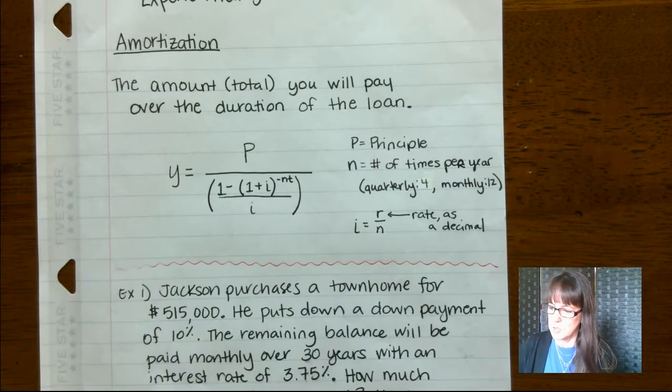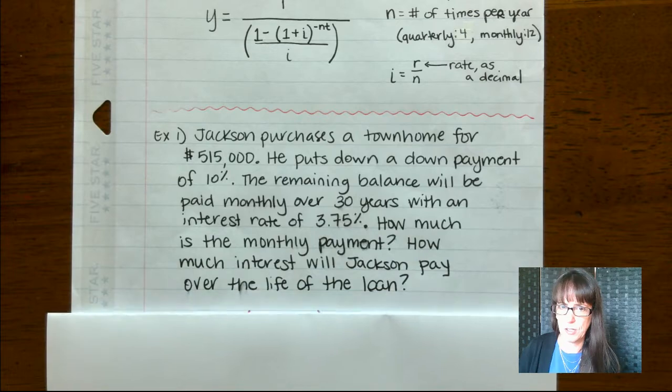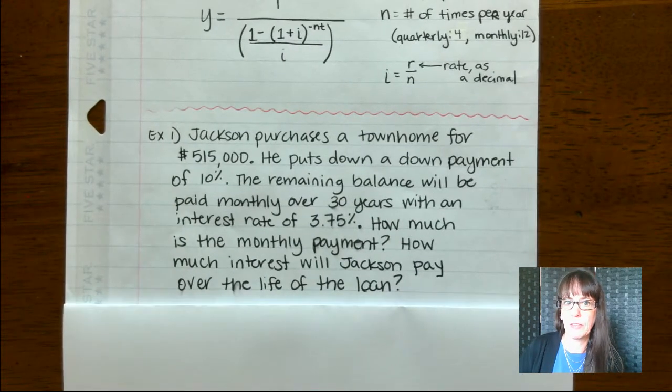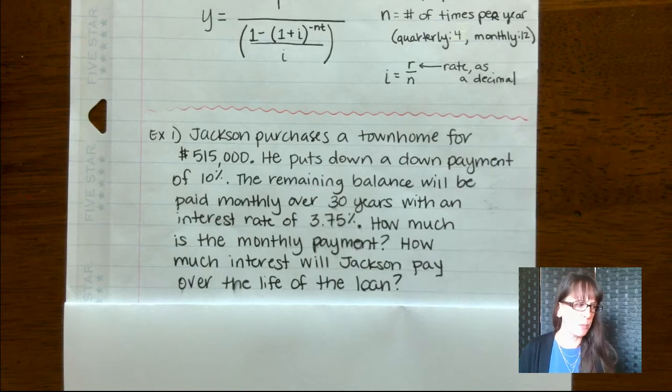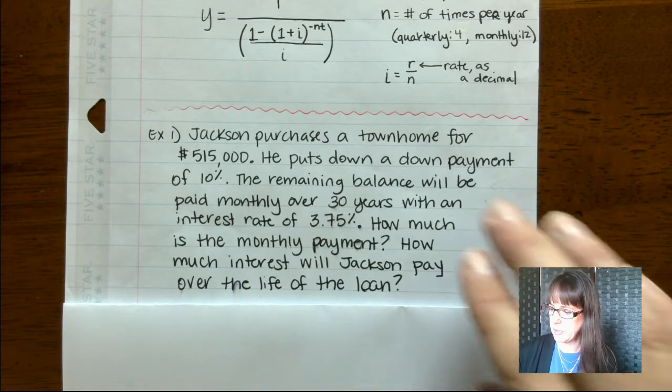Jackson purchases a townhome for $515,000. He puts down a down payment of 10%. The remaining balance will be paid monthly over 30 years with an interest rate of 3.75%. How much is the monthly payment? How much interest will Jackson pay back over the life of the loan? All right, let's figure out our monthly payment here.